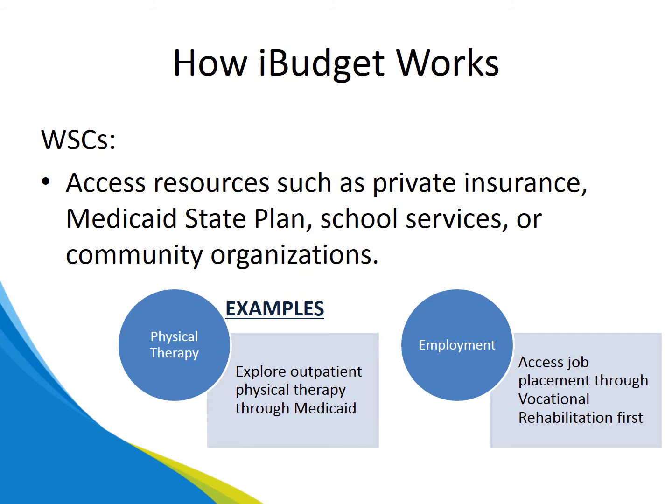In some instances, these supports are from resources such as private insurance, Medicaid state plan, or nonprofit organizations. Using funding from the iBudget waiver should be the last resort. All other resources should be used first. For example, after an adult exhausts the outpatient physical therapy through Medicaid, they may access it through the iBudget waiver if additional services remain medically necessary. Or if an individual needs assistance in finding a job, they access job placement services through vocational rehabilitation and later follow-along services from the iBudget waiver.